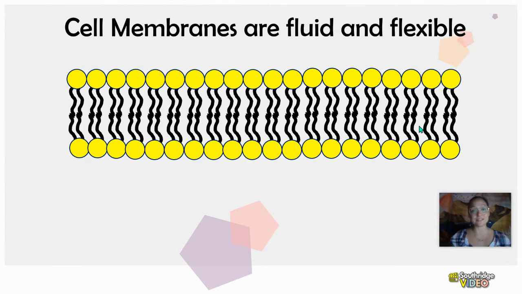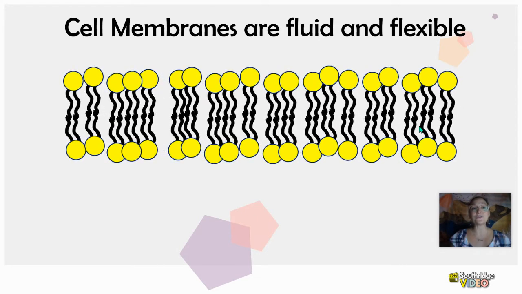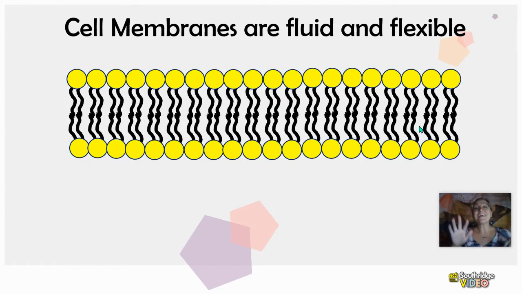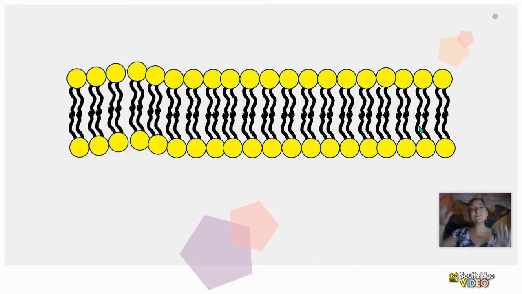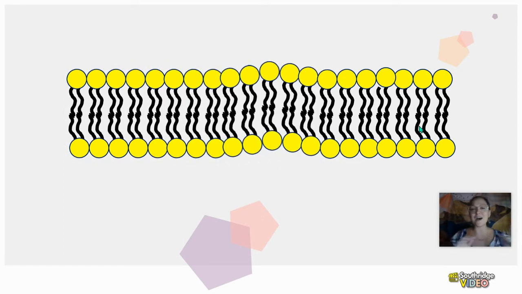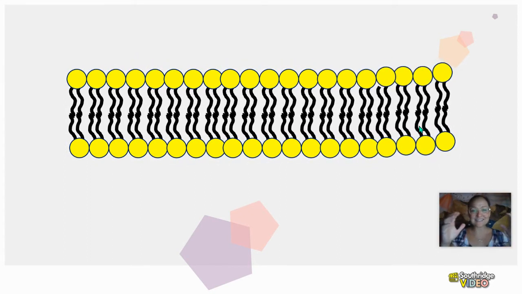Another important characteristic of the cell membrane is that it is fluid and flexible. So the phospholipids are constantly in motion. They have the consistency of a thick salad dressing. Think about if you pour ranch over your salad, how it is thick and viscous. That's kind of how they're flexible. So they move, they're fluid, they're flexible, they are not rigid, they're not stuck.